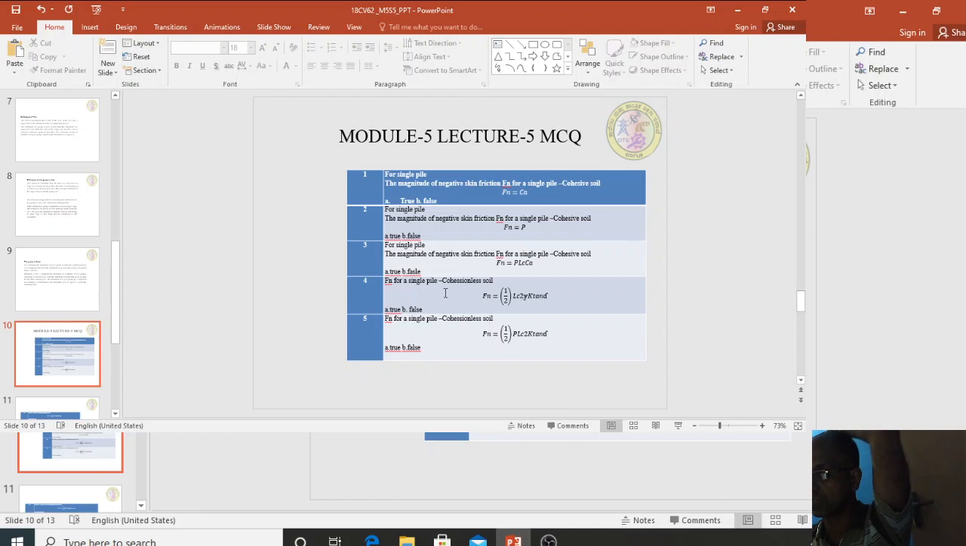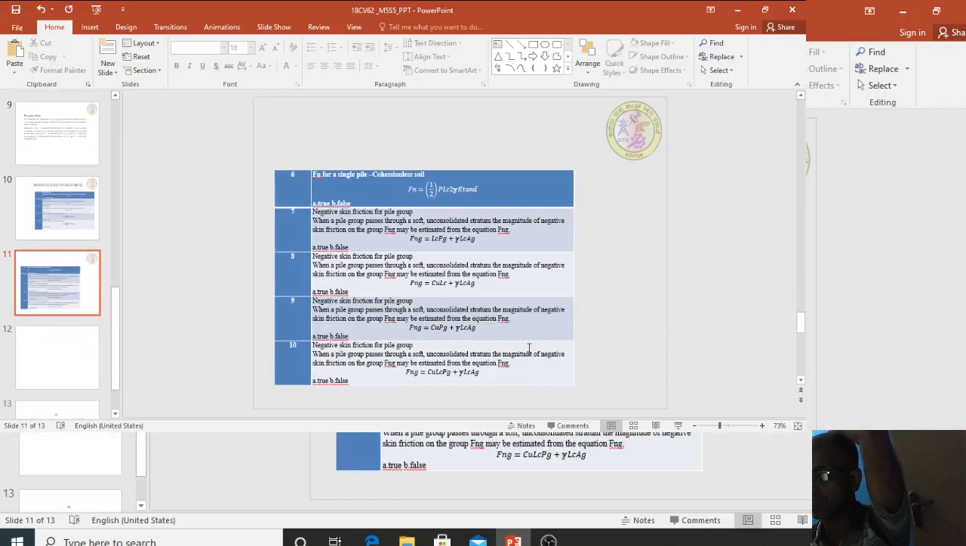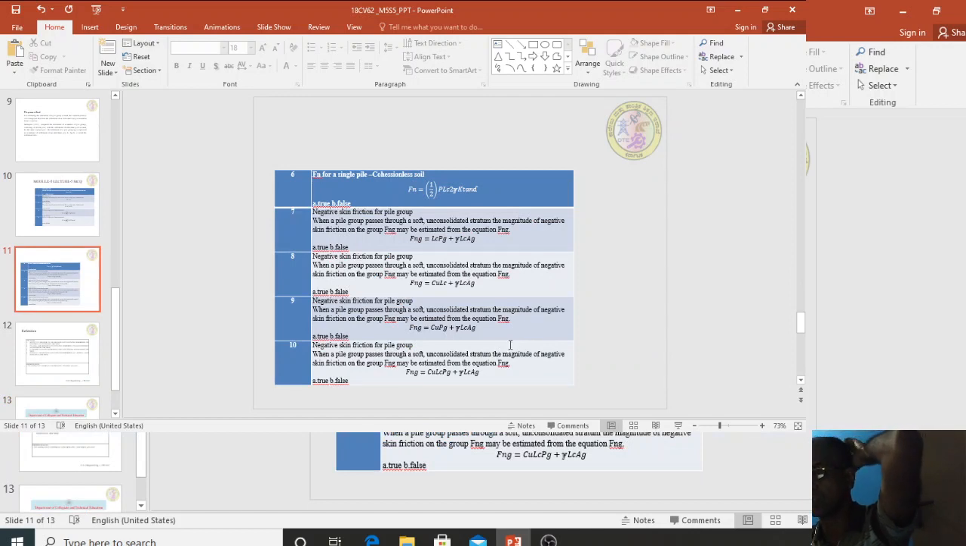For a single pile in cohesionless soil, half into P into LC into 2 into gamma into K and delta is A. And Fn for a single pile in cohesionless soil, half into P into LC, K and gamma, that is B. For a single pile in cohesionless soil, half into P into LC, 2 into gamma into K and alpha, it is A.